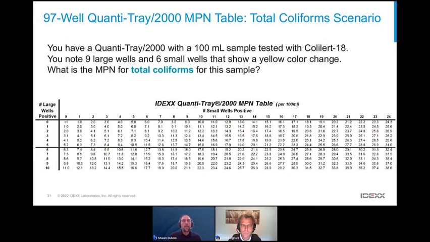So another example here, you're running Colilert 18, and you find that you have 9 large wells and 6 small wells that are yellow. So what would the MPN be for total coliforms of the sample? Again, you'd go to the 9 large on the first column and then the 6 small on the top row. Come together, and you'll find that the result for this sample is MPN of 16.4.